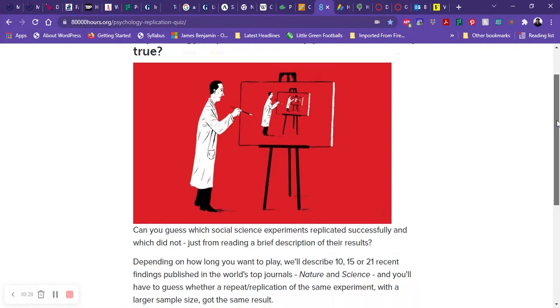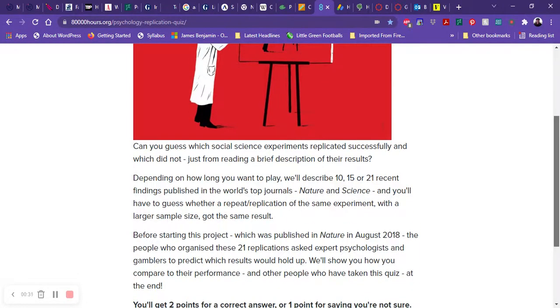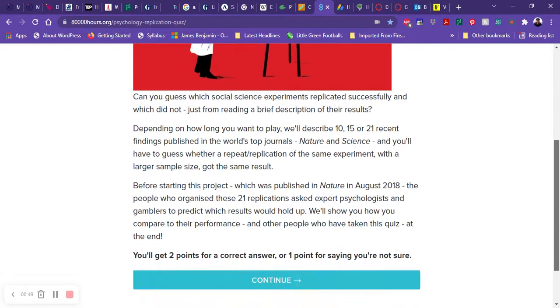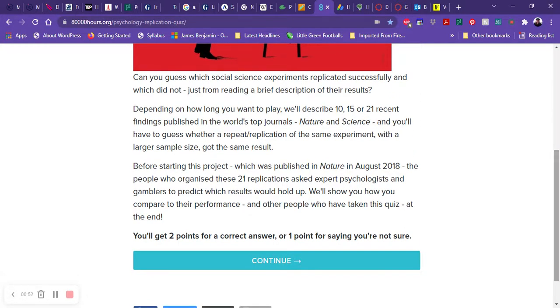And the idea is to find out if you can guess whether or not the studies that are collected in this sample of 21 psych studies actually replicated. Okay, so, and yes, some of them do replicate, some of them don't. And as you can see, you get points for trying, as you play this intellectual game, if you will.